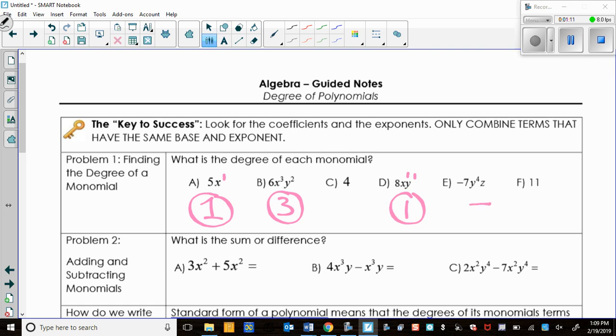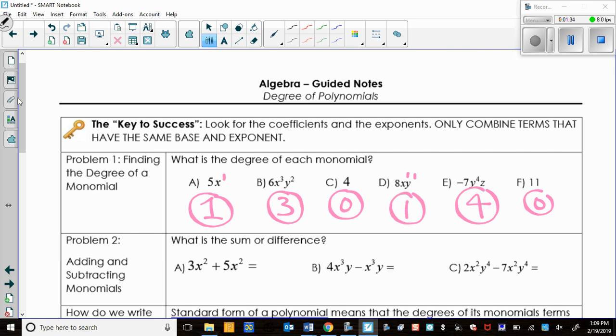Letter E, the highest degree is 4. Now, when it comes to constants like 4 and 11, their degrees are 0. They really don't have any. When it comes to writing these answers in standard form, you'll see that the constant, or the number that stands alone, is always the last number because it has the least amount of degree.